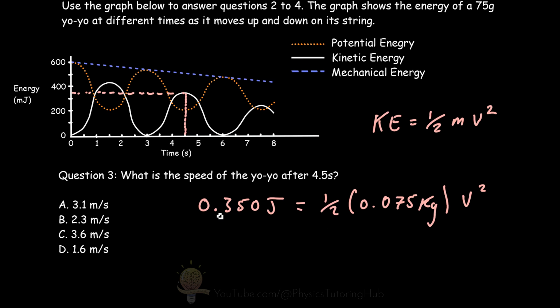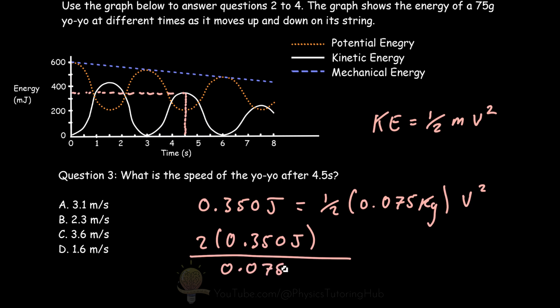So let's do that now. We multiply both sides of the equation by 2 to get rid of this half term here. 2 multiplied by 0.350 joules divided by the mass, 0.075 kilograms. And because we've got a v squared term here, we square root both sides of the equation. So v is equal to the square root of this sum here.